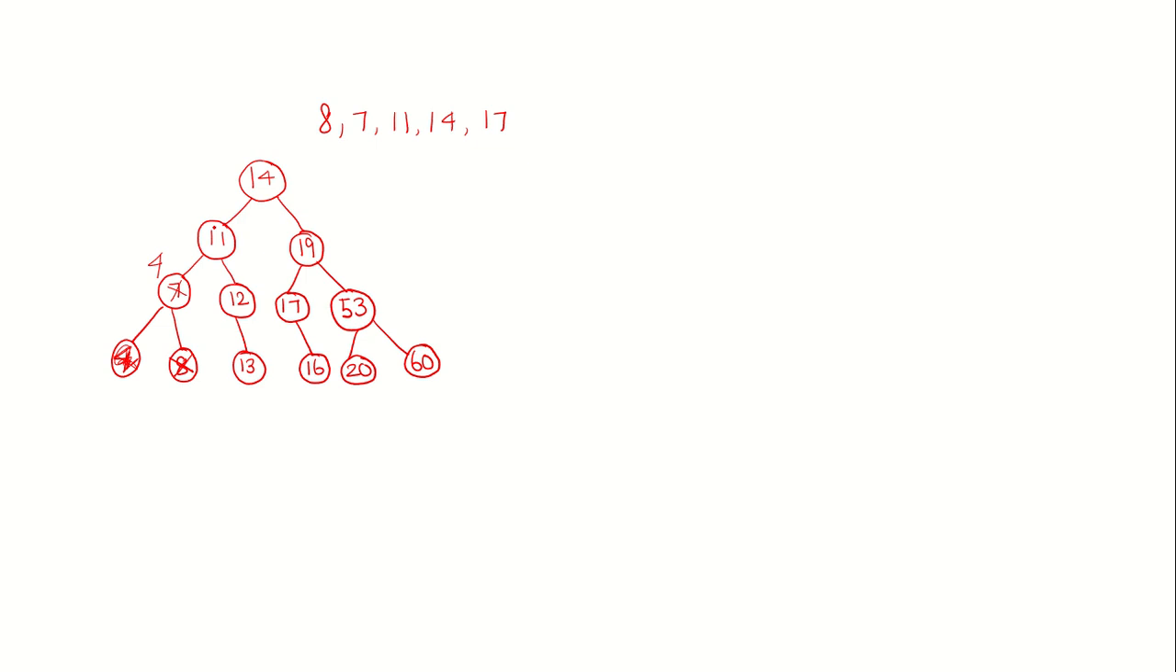The next scenario: suppose you want to delete 11. Now if you want to delete 11, there are two possibilities because it has two children, a left child and a right child. In that case, you will replace the node with either the predecessor or the successor. What is a predecessor? It is the largest node in the left subtree. What is a successor? The smallest node in the right subtree.